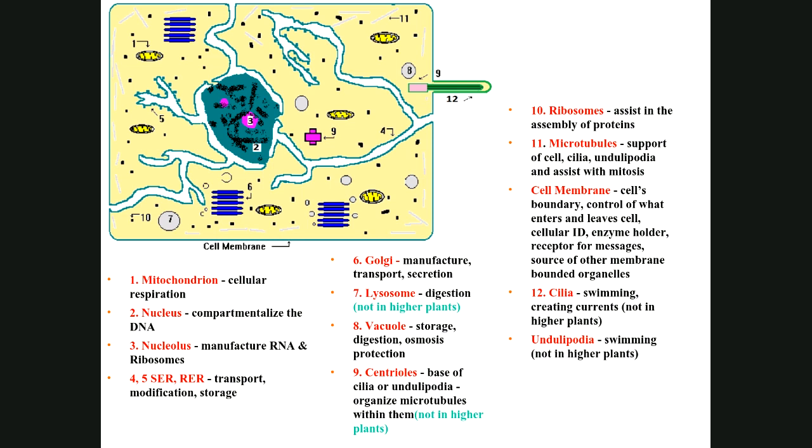So anyway, that's the cell membrane's boundary. It can control what goes in and out of the cell. It also has on the outside of it proteins that actually act as identification proteins.